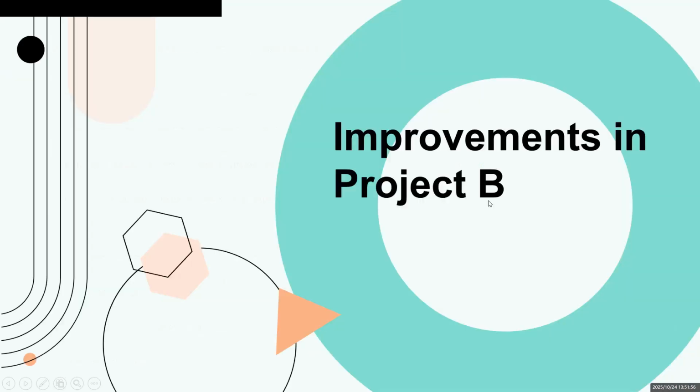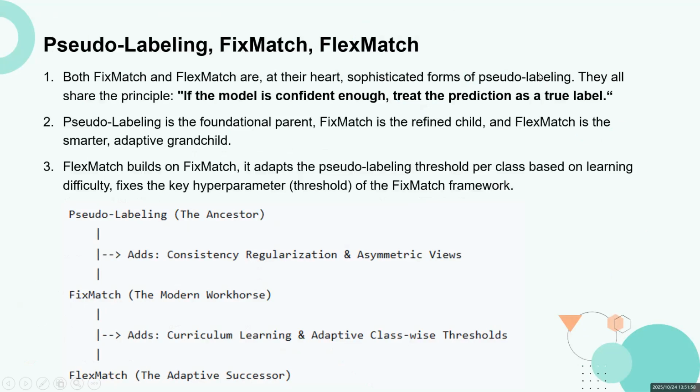Now let me talk about improvements in Project B. In Project B, we introduce pseudo-labeling, FixMatch, and FlexMatch. Both FixMatch and FlexMatch are sophisticated forms of pseudo-labeling. They all share the same principle: if the model is confident enough, treat the prediction as a true label. Pseudo-labeling is the foundational parent, FixMatch is the refined child, and FlexMatch is the smarter adaptive grandchild.